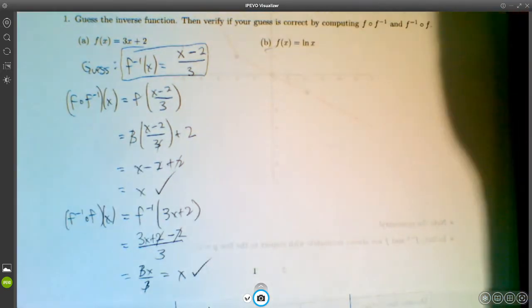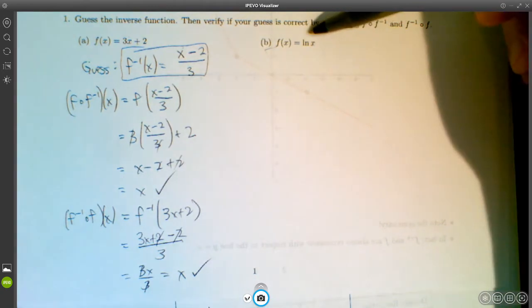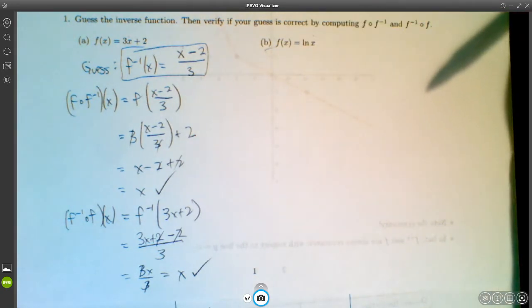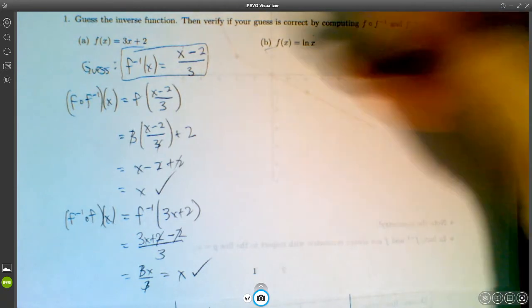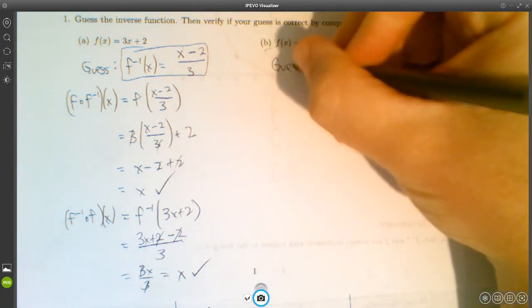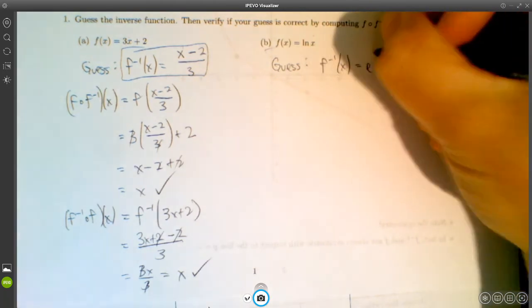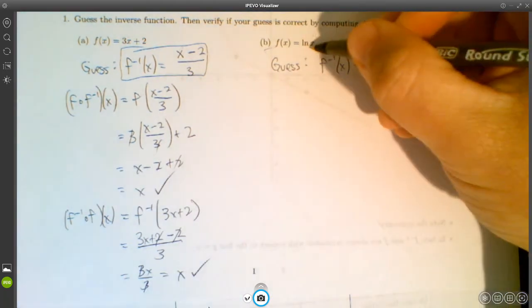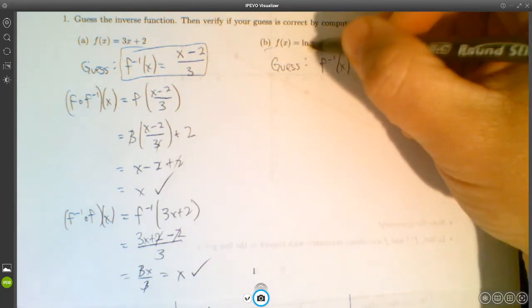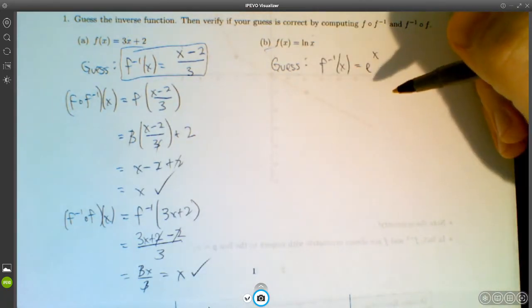For part B, maybe it's a little easier. Go ahead and give the video a pause. What would undo this? If you had to solve this for x, how would you do that? Okay, so here's my answer. Here's my guess. I'm going to say f inverse of x, I think, is e to the x. Because if I wanted to solve for x, I would exponentiate by e, right? So I'd say e to the x.